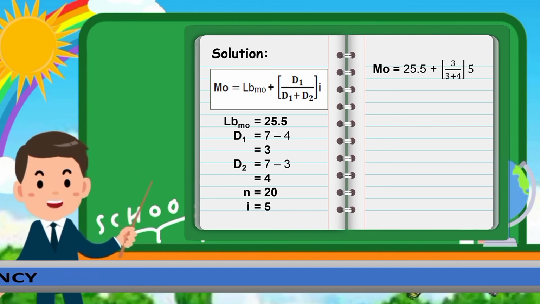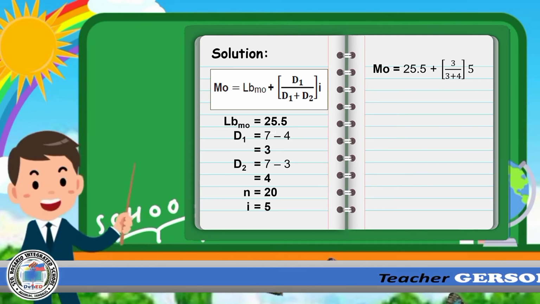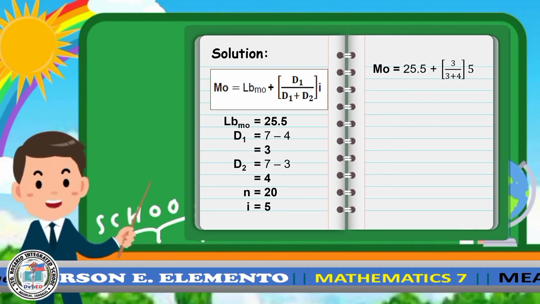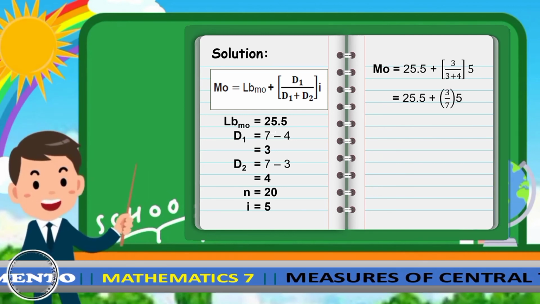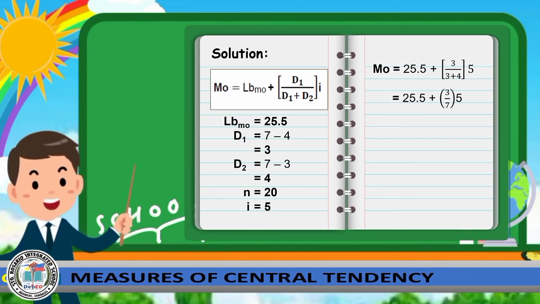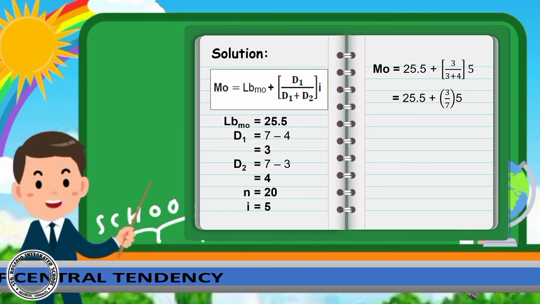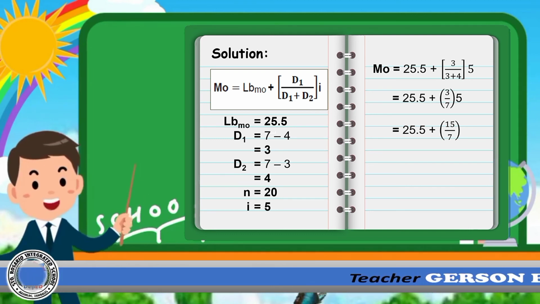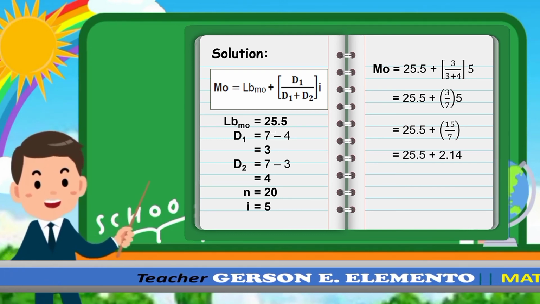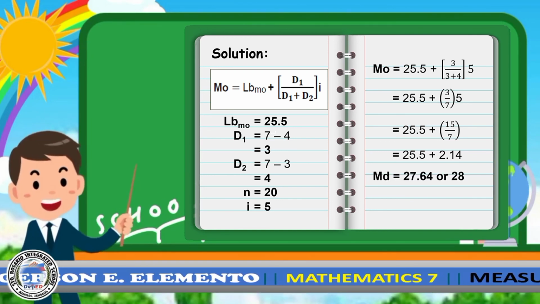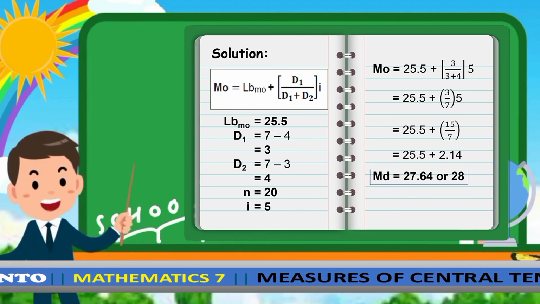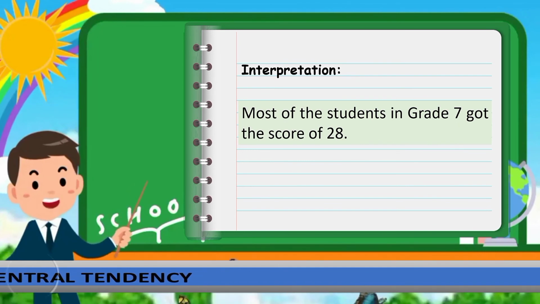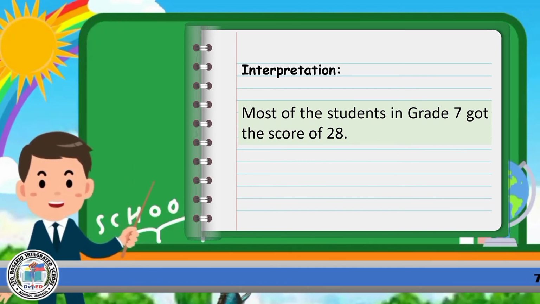So substituting the values, mode equals 25.5 plus the quantity 3 all over 3 plus 4 multiplied by 5. We have 25.5 plus the quantity 3 over 7 multiplied by 5. So we get 25.5 plus the quantity 15 over 7, and we get 25.5 plus 2.14. So the mode is 27.64 or 28. Here is our interpretation. Most of the students in grade 7 got the score of 28.